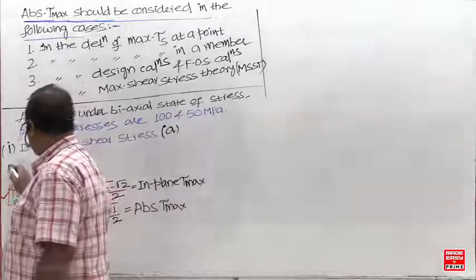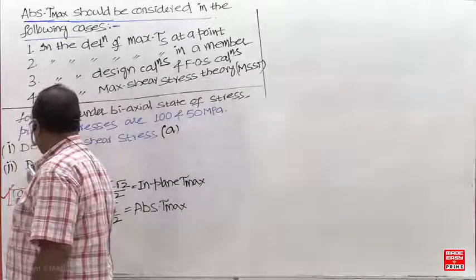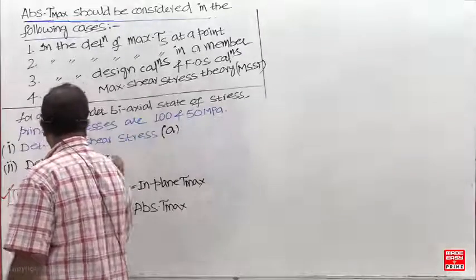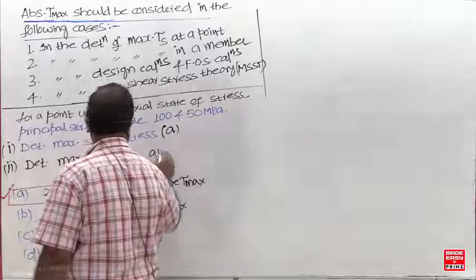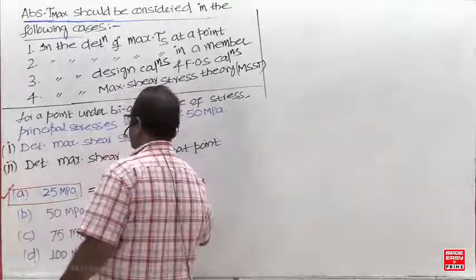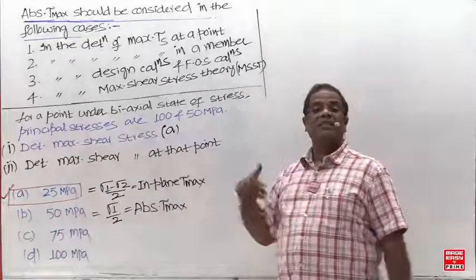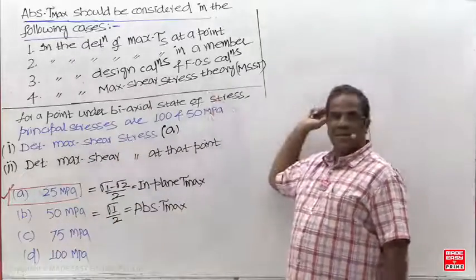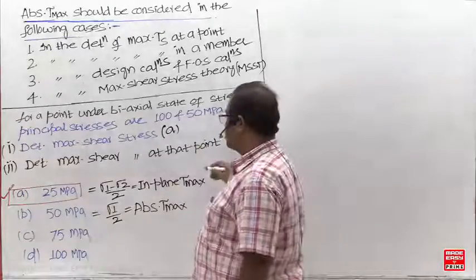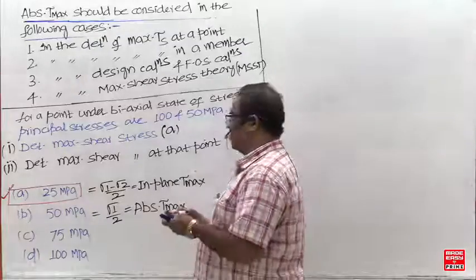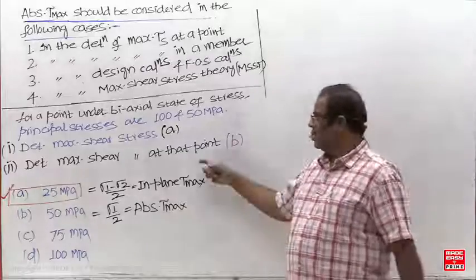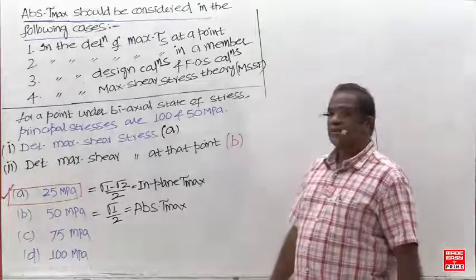If you ask the same question, or if you ask determine the factor of safety by using maximum shear stress theory, then you have to go for absolute tau max. You have to go for in-plane, but for this question what is the answer? B, the answer. Please try to refer to the note, each and everything. So for the second question the answer is going to be B. First question answer is A.